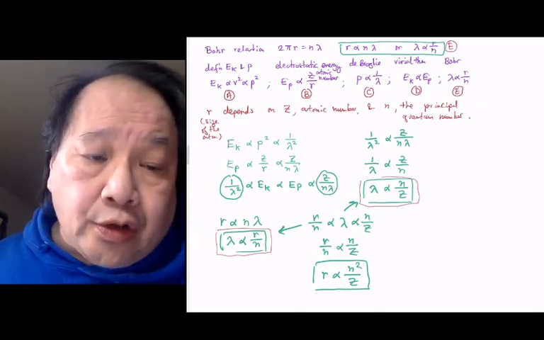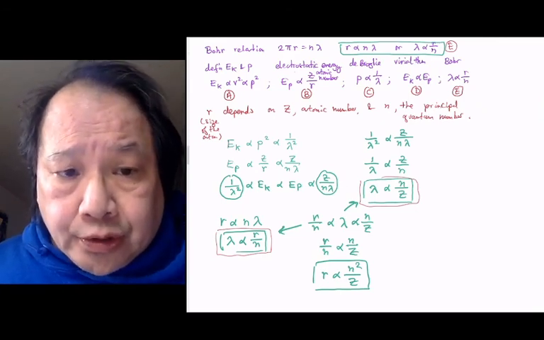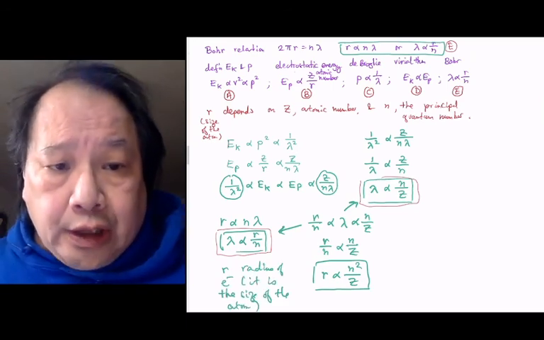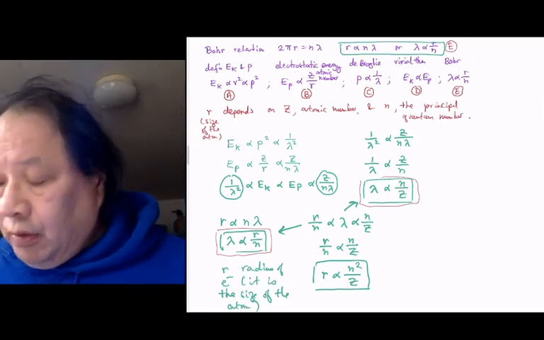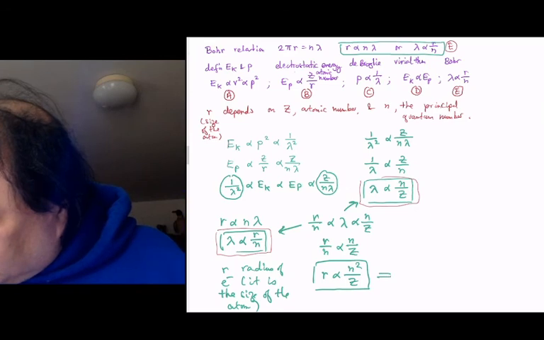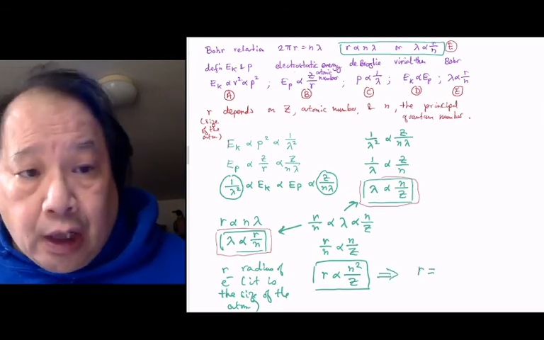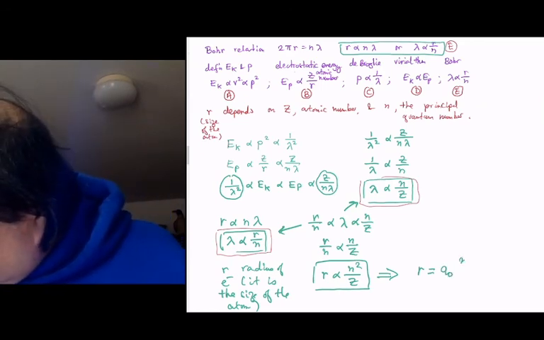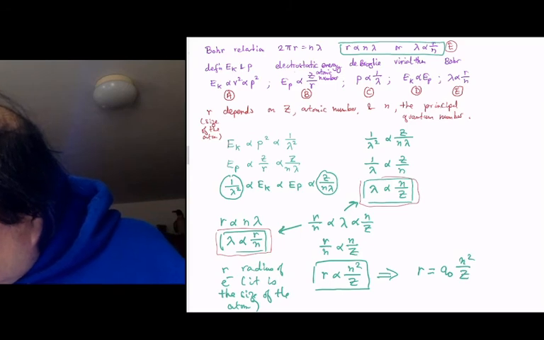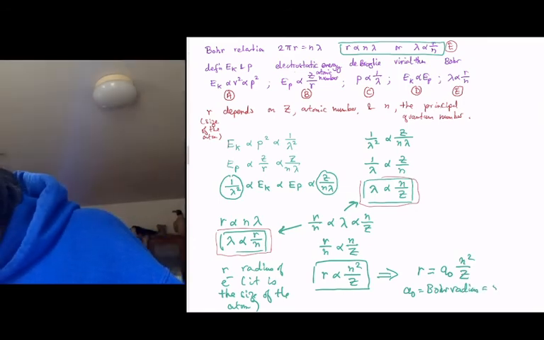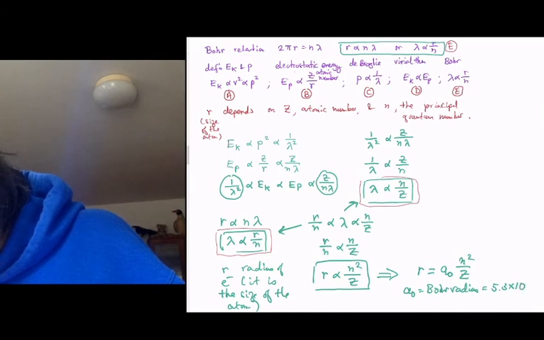Now this relationship has been gone over in the notes. It's gone over in the pre-lecture module. And this recording will be available, and you should follow at your leisure, making sure that you understand each of these steps. One final thing. If you have a proportionality relationship, there must be an equality. R is equal to some constant, and that constant goes by the letter A0, times N squared over Z. A0 is the Bohr radius, and it's equal to 5.3 times 10 to the minus 11 meters.